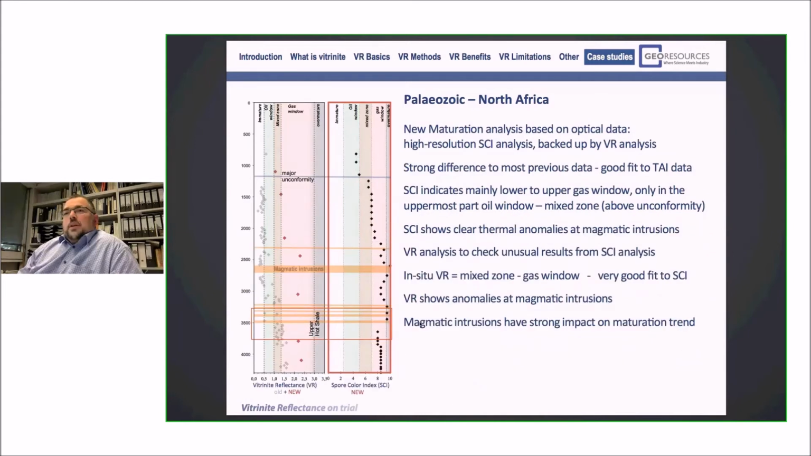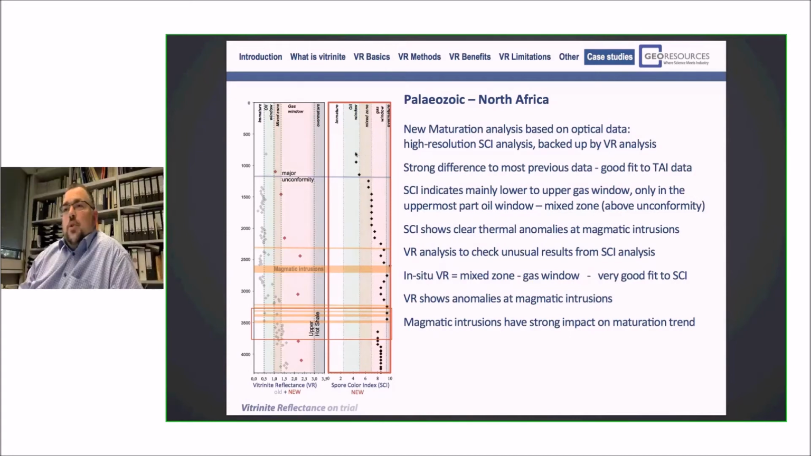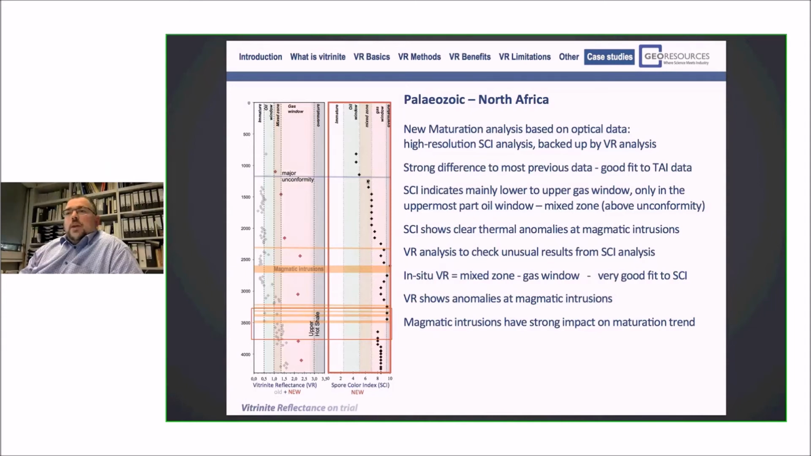In our study, we first did a high-resolution spore color index analysis, which is shown here. So we have this upper part here still in the upper oil window, and then we get a little jump at a major unconformity at the top of the Paleozoic, and we get into the mixed zone and into the upper gas window here. And the spore color index shows a clear relation to the magmatic intrusions, which you would expect, because we have very high heat flows in the direct areas around these dikes, so this should have an effect on organic maturation.